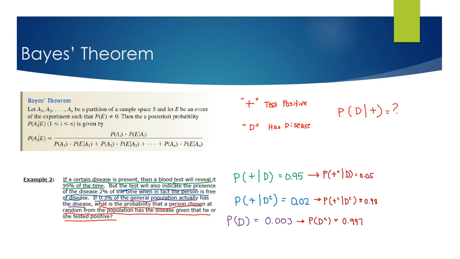Because some of these are going to be needed as I go through Bayes' theorem. If I'm going to do the probability of D given plus, then I'm going to do the probability of D times the probability of positive given D, which I was given, over that product again, the probability of D times the probability of positive given D, plus the probability of not D times the probability of positive given not D.